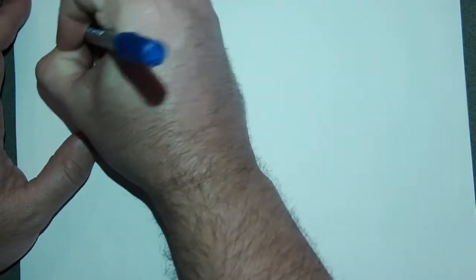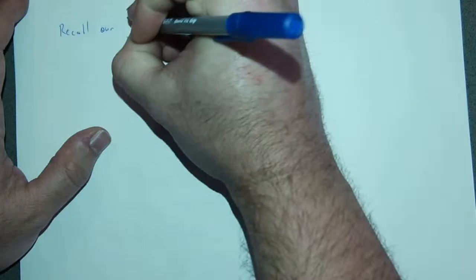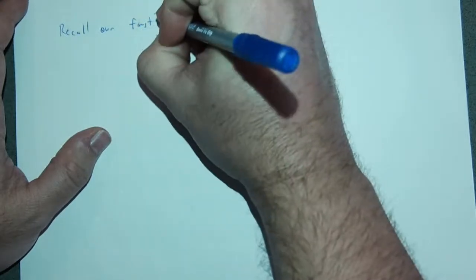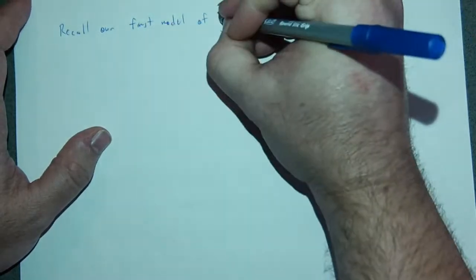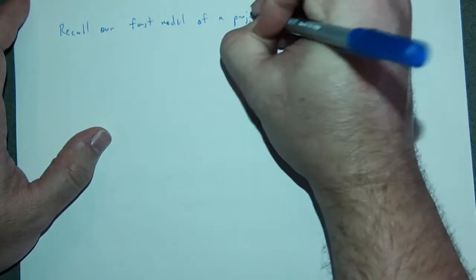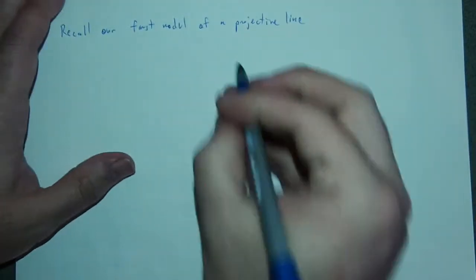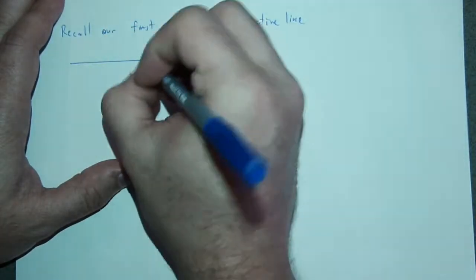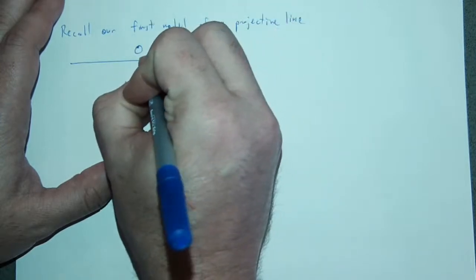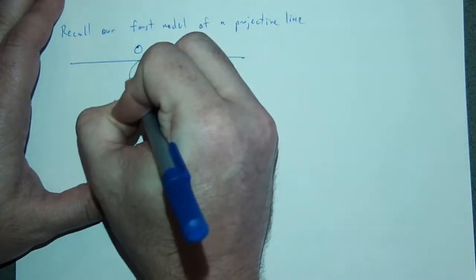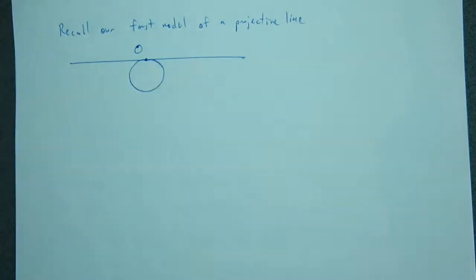Okay, well, you know what? Maybe I'll go ahead and do this one. So, recall our first model of a projective line. So what was our first model of a projective line? We had a line, we had the origin, say, here at the line, and then we had a circle that was tangent to the line there. Okay.